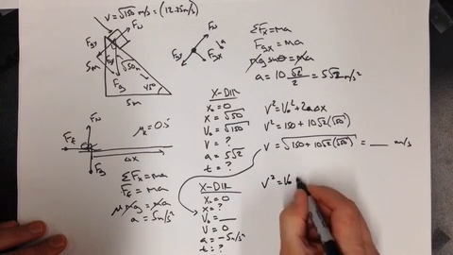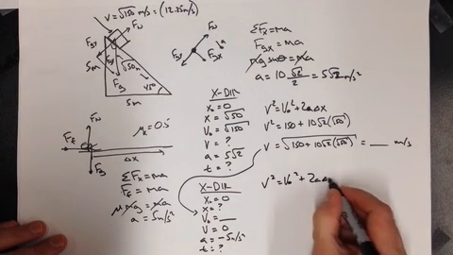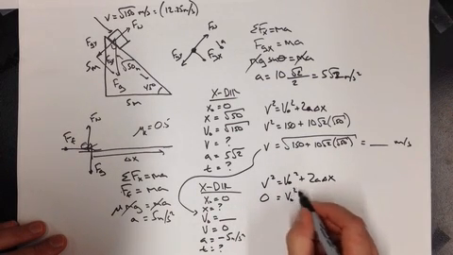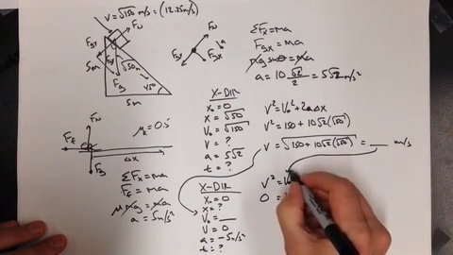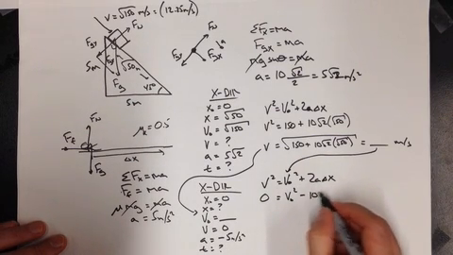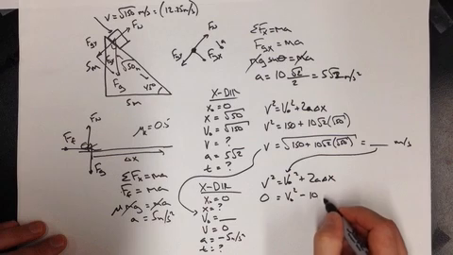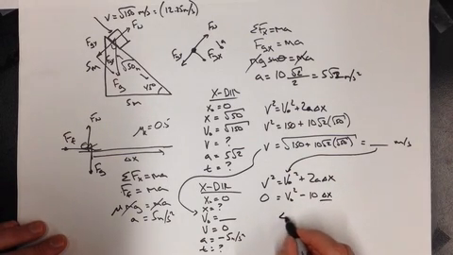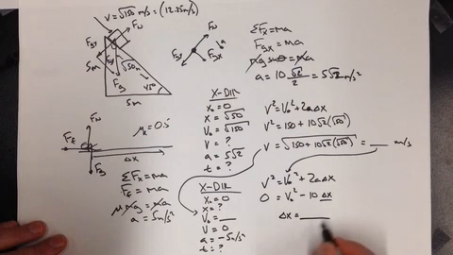V squared is equal to V naught squared plus 2a delta x. 0 is equal to whatever that V naught squared is. It's a known value, right? We know we can put it right in there. Minus 10, -5 times 2. And I'm trying to find my delta x. So my only unknown is my delta x, so I can solve for delta x, and so I can figure out what that is. All right, that's it.